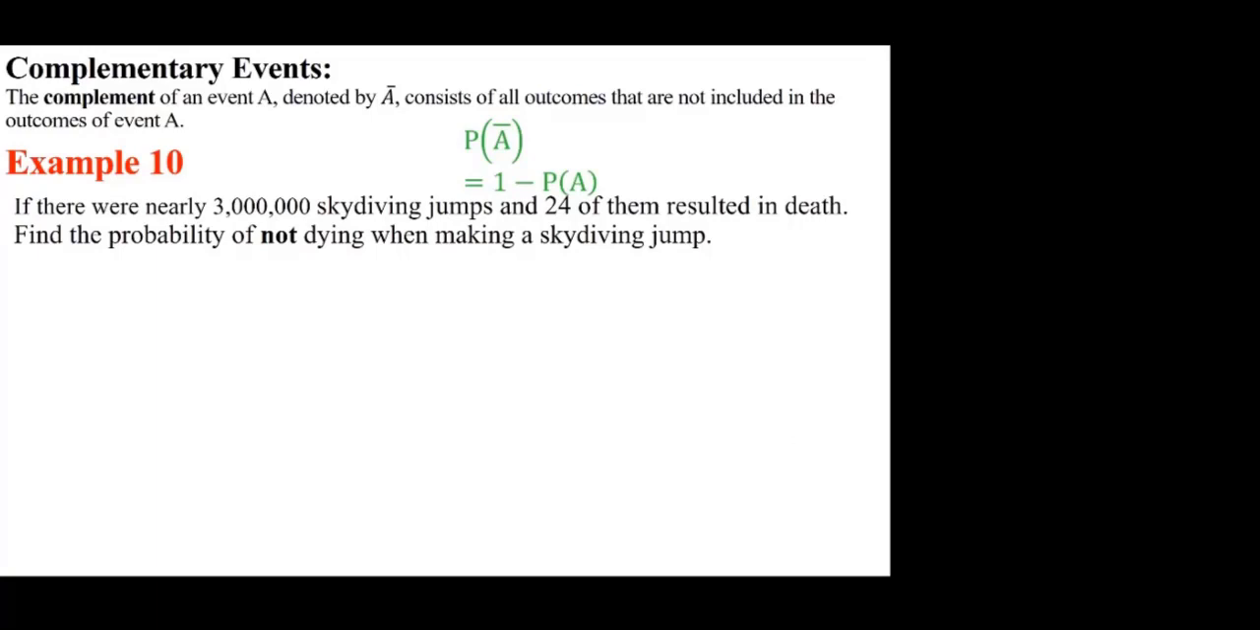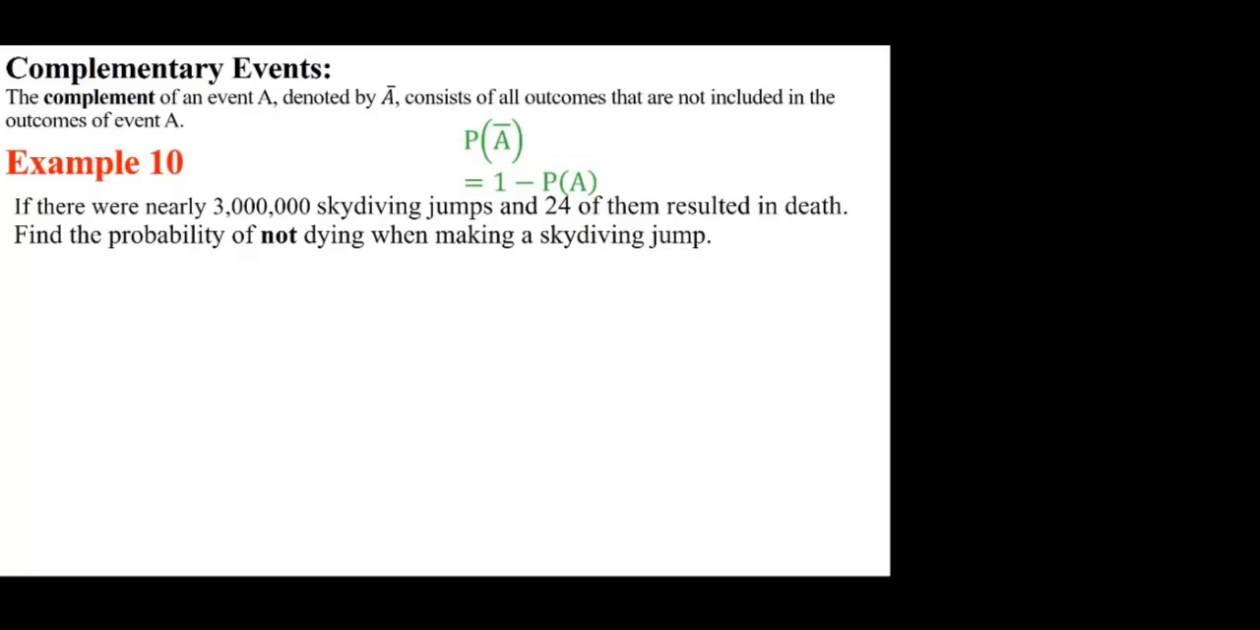So the complement of an event A, denoted by A bar or A naught, consists of all outcomes that are not included in the outcomes of event A. Therefore, probability of A naught, or the complement of A, can be calculated as 1 minus probability of A.